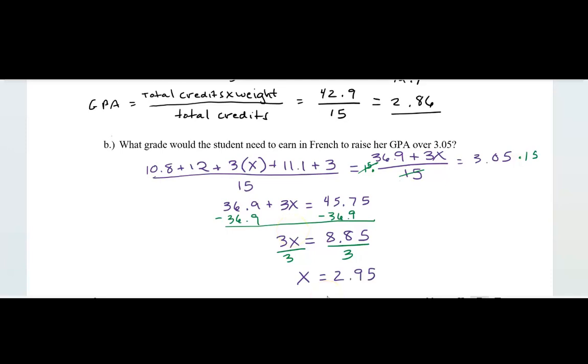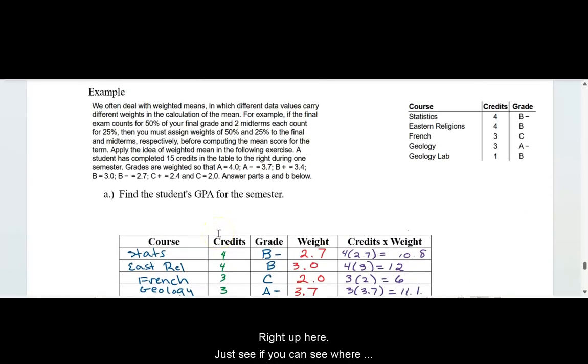2.95. All right, so here's the thing. The weight needed from the grade in French is a 2.95. However, let's go back up here. Right up here, to see if you can see where my mouse is, where it talks about what the weights are. There isn't a 2.95. There is not a 2.95. What is the closest that we can get to for that? Right here, a B of a 3.0.